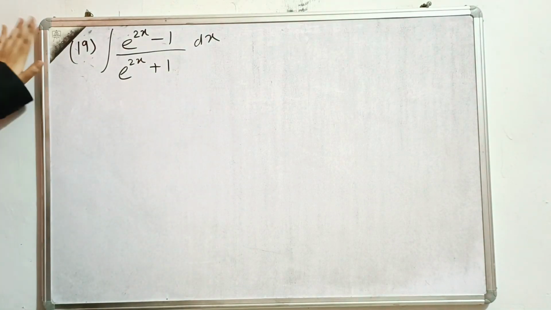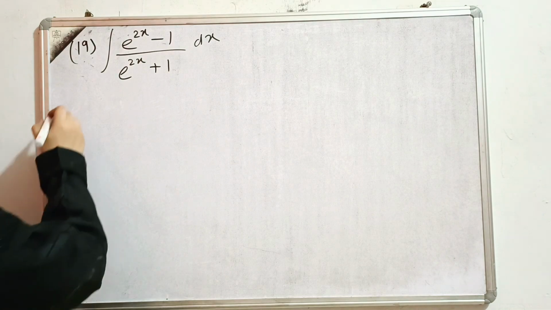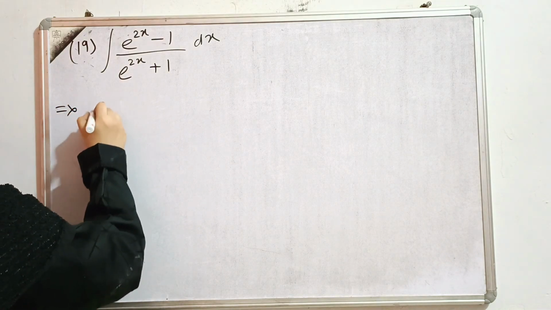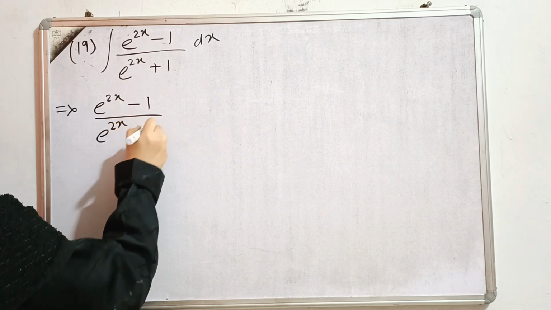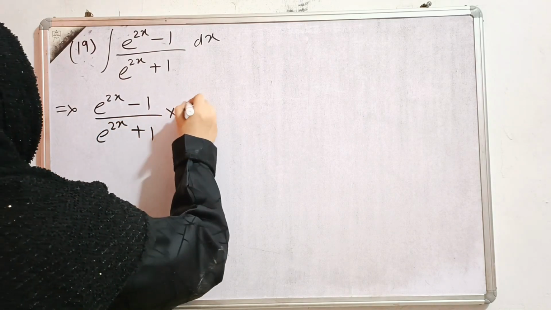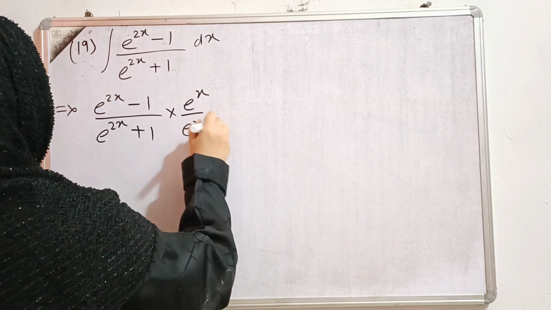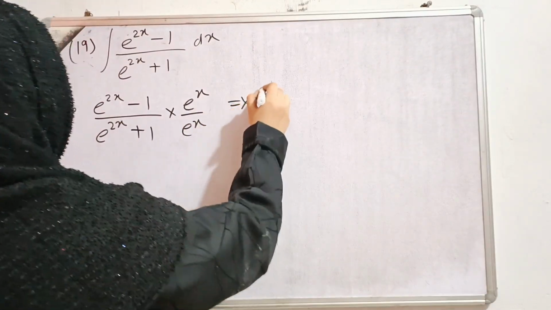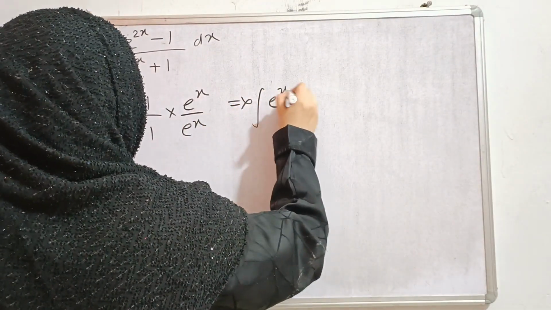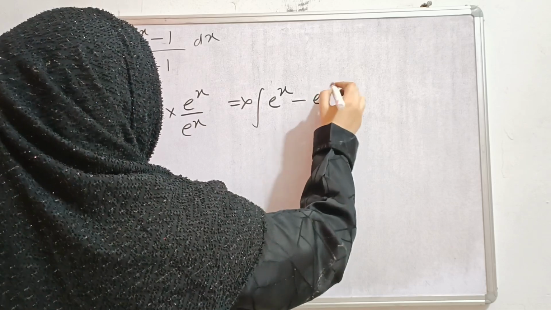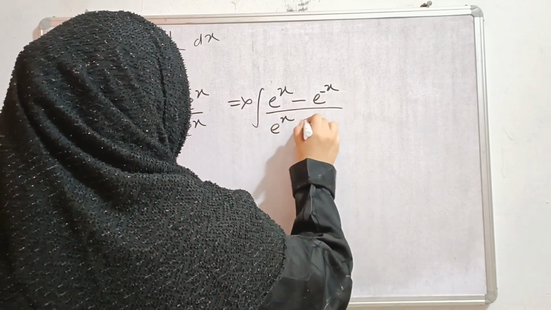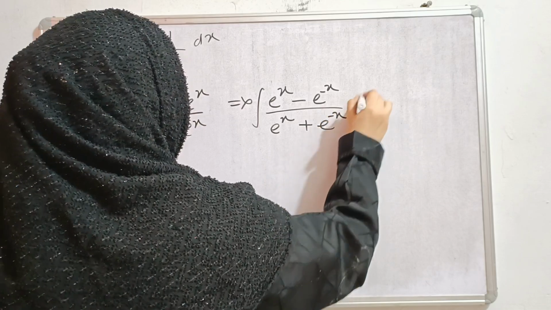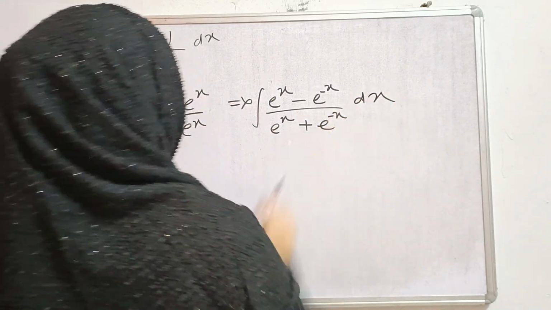Question number 19. Integrate this function by the method of substitution. Now what do we do? We have e of 2x minus 1 upon e of 2x plus 1. We multiply and divide by e of minus x, so we get the integral of e of x minus e of minus x upon e of x plus e of minus x dx. So we integrate this function.